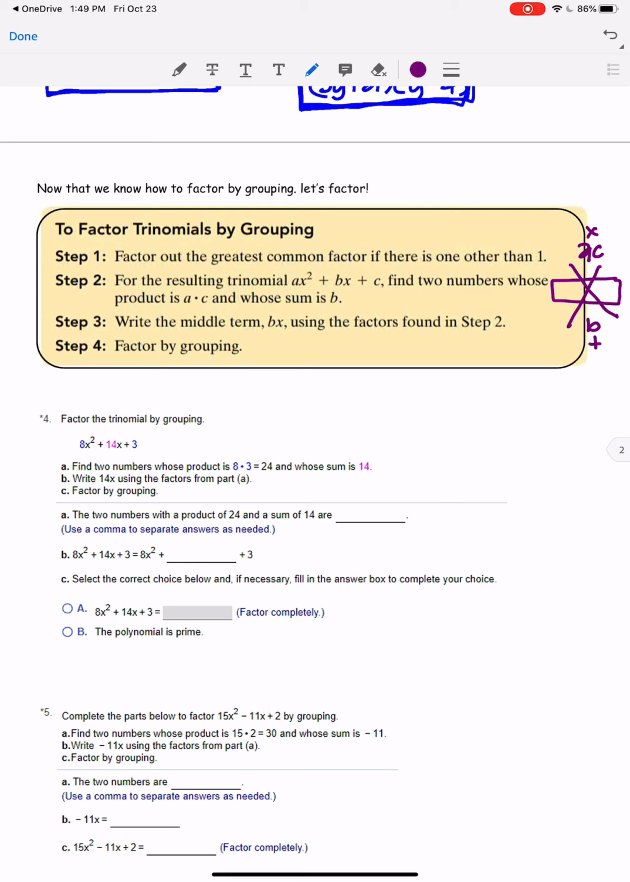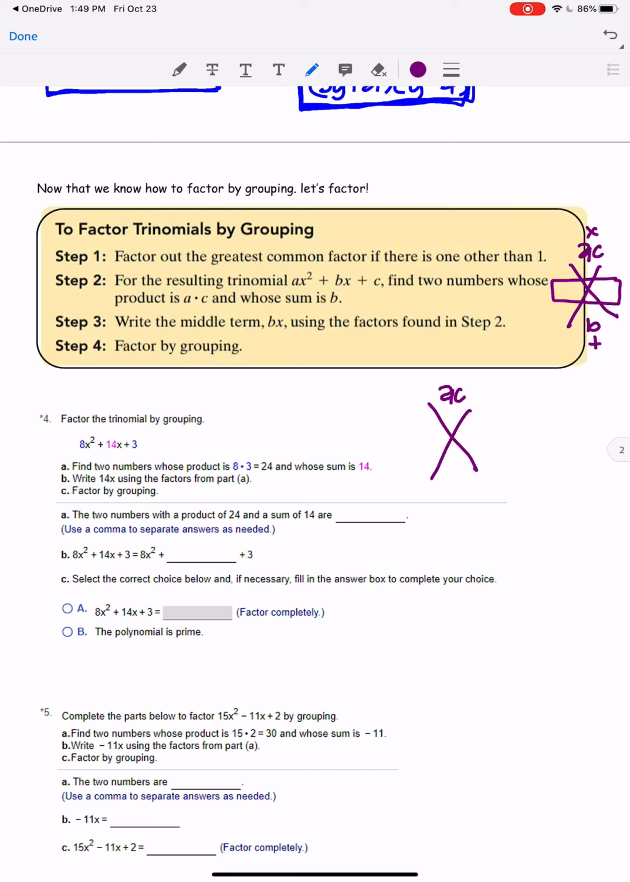Okay, so number 4 on your homework, and hopefully you get different numbers, but if not, good for you. Part A says find 2 numbers whose product is 24 and whose sum is 14. So where did they come to that? When you look at this, we would first ask ourselves, do we have a GCF? And we don't.